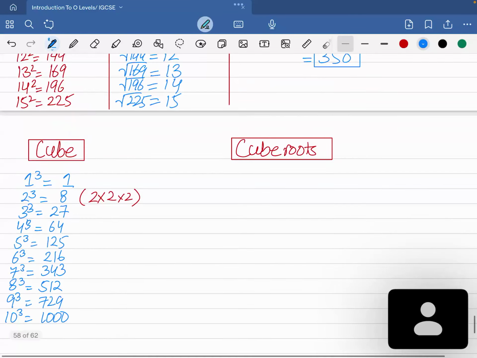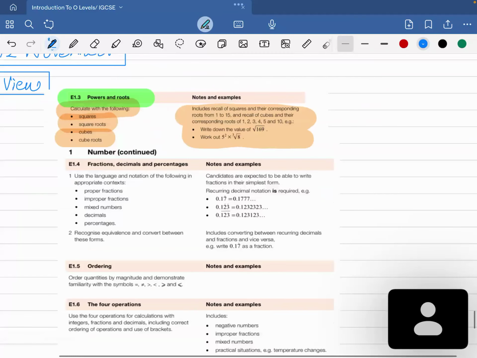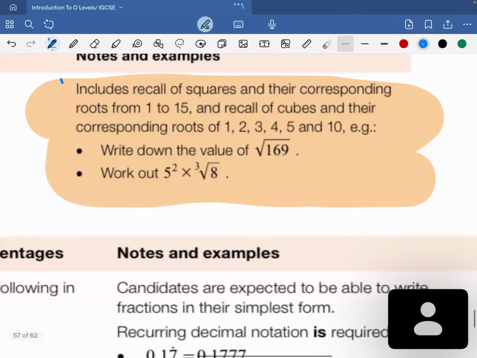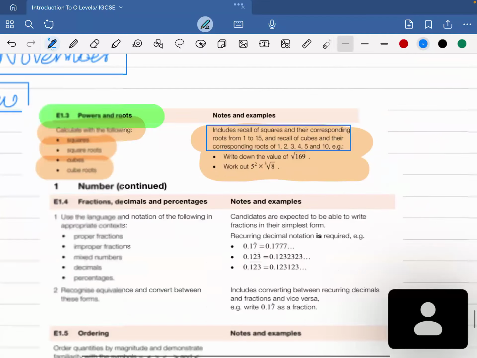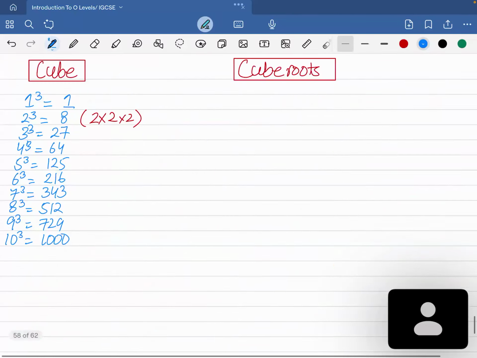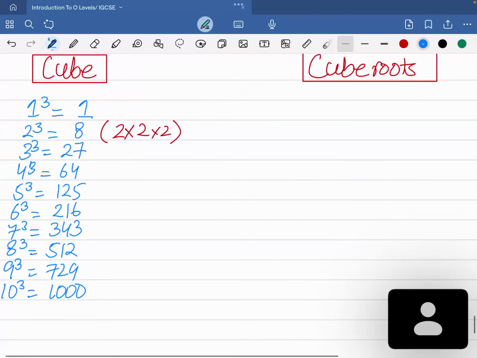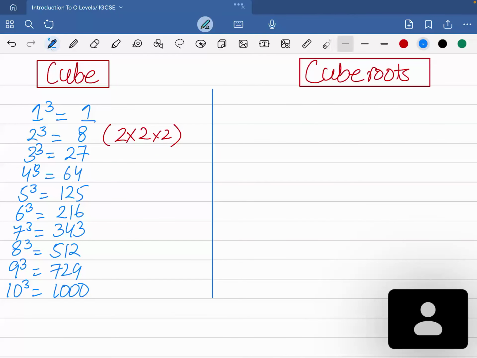And I told you that this is the syllabus view. According to the examiner, it includes recall of squares and their corresponding roots from 1 to 15, and recall of cubes and their corresponding roots from 1 to 10. So no need to memorize cubes greater than 10. Is this clear or not? Yes, sir.